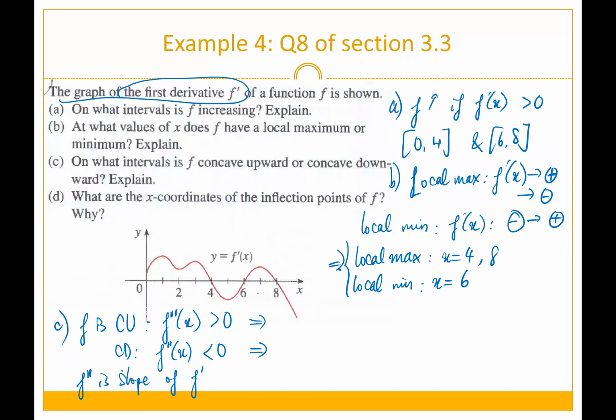So I would say the slope is positive from 0 to 1, and from 2 to 3. So the slope is going up like this. And then there's also more here, from 5 to 7. And that's it.